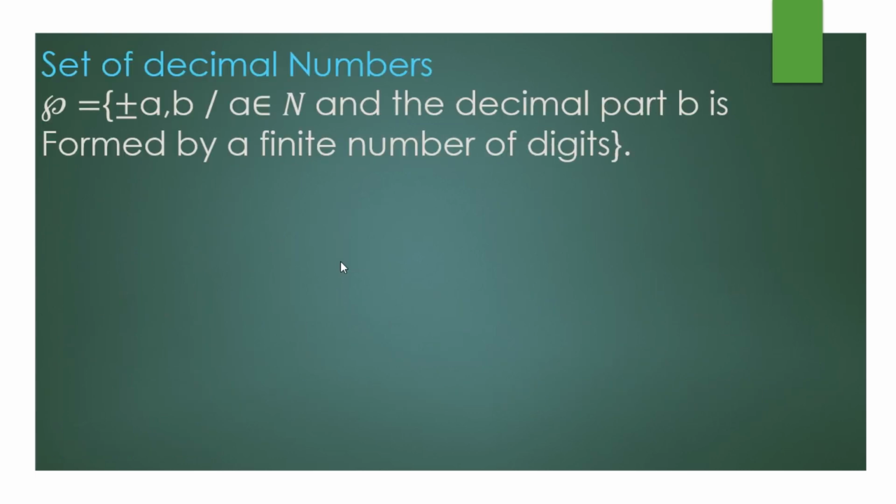The set of decimal numbers is the capital letter D. It contains the numbers plus or minus AB, where A is an integer and B is the decimal part. The number of digits in the decimal part should be finite. We can count the digits in the decimal part. For example, minus 7.32 belongs to D because the decimal part is formed by 2 digits, 3 and 2.